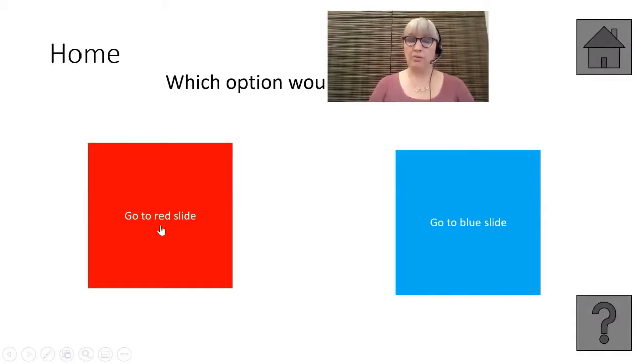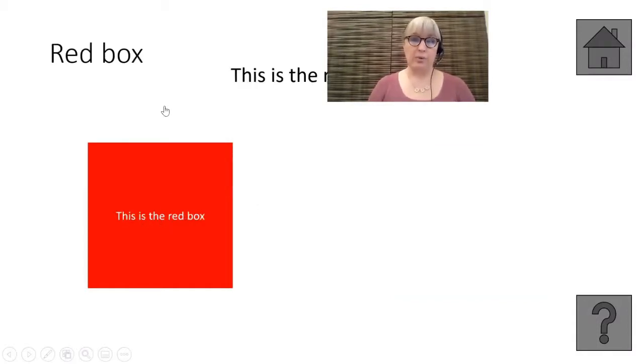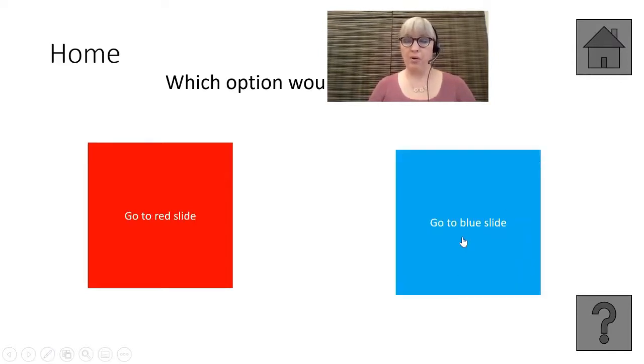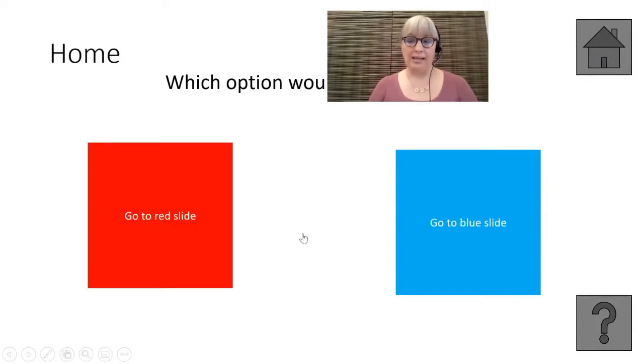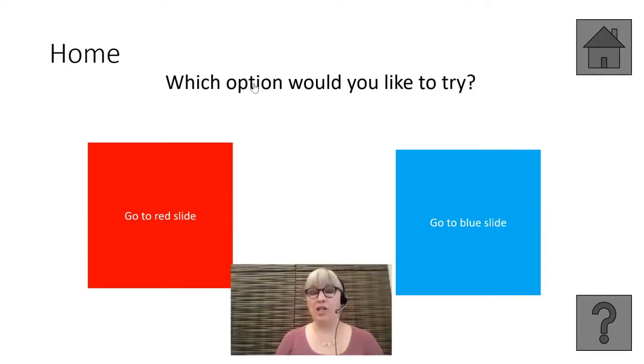So if I click on go to the red slide, it takes me to a slide called red box and says this is a red box. I have a button where I can go back home, or I could go to a blue slide. So you can see pretty quickly that this is really scenario-based learning. I could give a question up here at the top. What would you like to try? So what would I like to try? Well, do I want to go to the red? Do I want to go to the blue? Suddenly I'm in the matrix, I think.